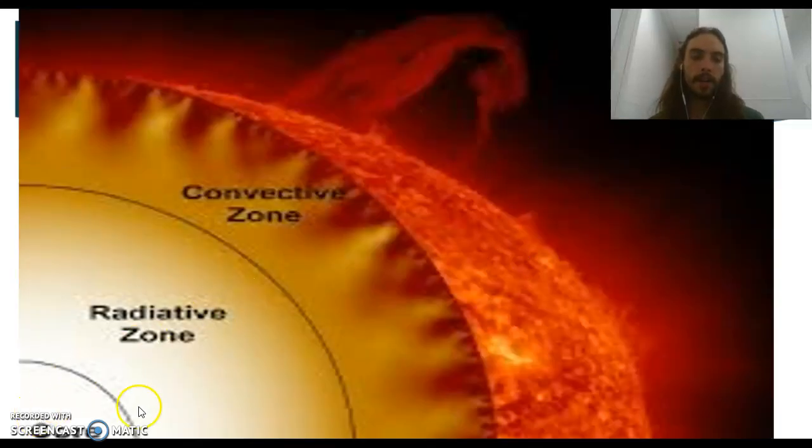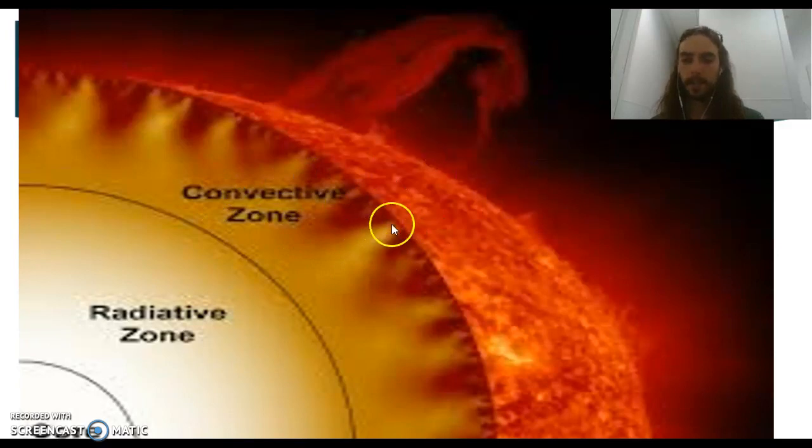So here's the core, and then it slowly permeates through the radiative zone through radiation energy. And then the convection zone is more heat energy, so we're going to get these convection currents. You can see them right here. It moves up and around and comes back down. So it's got this cycle all the time of convection.